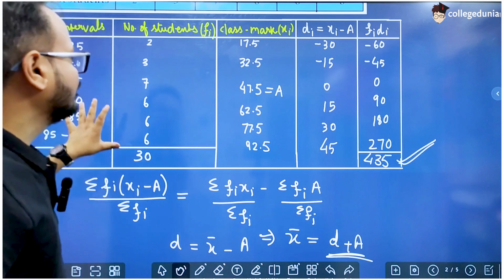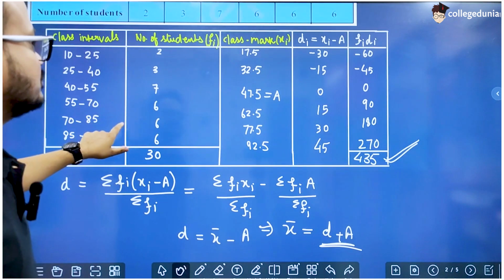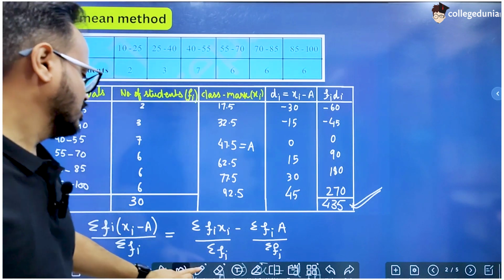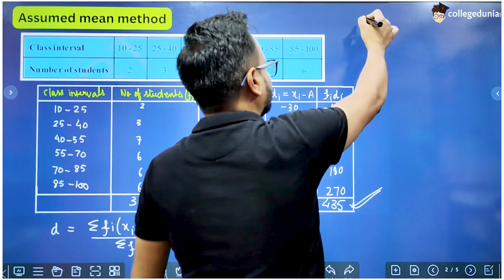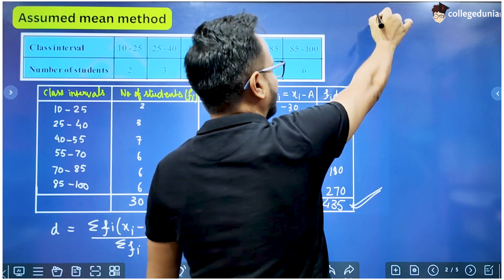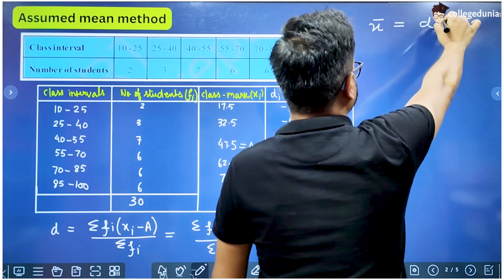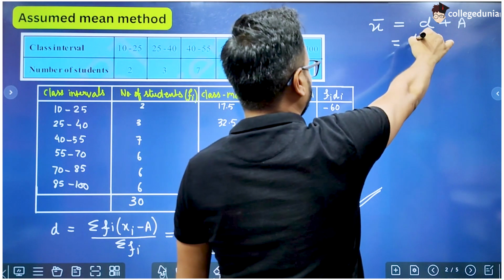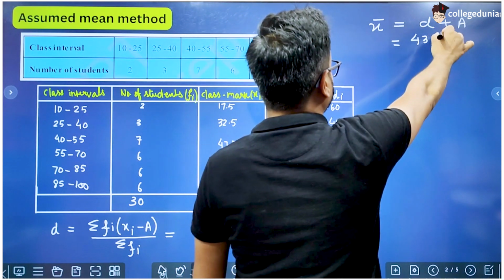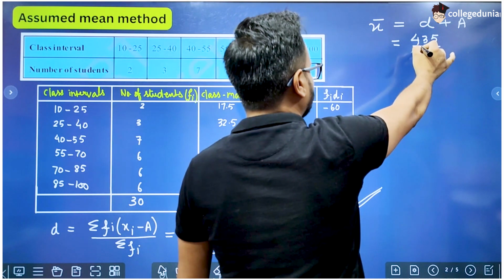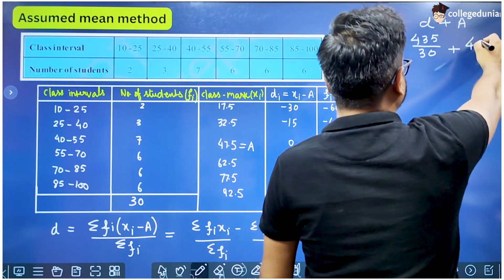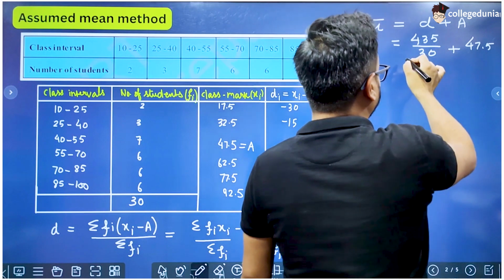For example, in this case it is the real mean, that is x bar is d plus a, and d is 435 divided by the sum of the frequencies, which is 30, plus the assumed mean, which was 47.5.